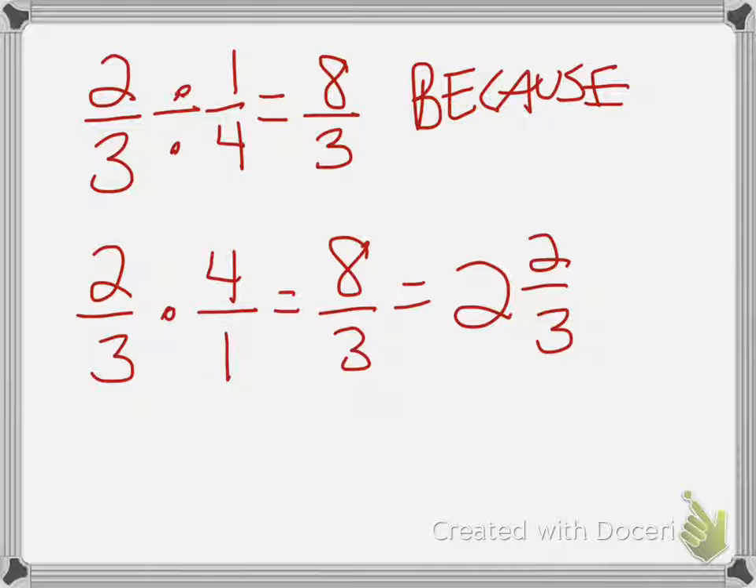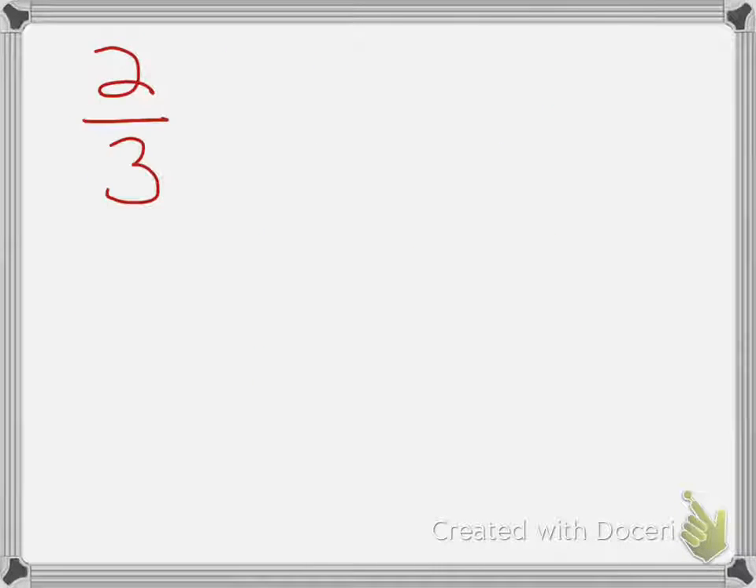Now what I'm showing you here is the computation way, which is to find the reciprocal of the second fraction, multiply and simplify. So 2 times 4 is 8, 3 times 1 is 3, that's 8/3, that simplifies to 2 and 2/3. But what does that actually mean? Well, here you go.